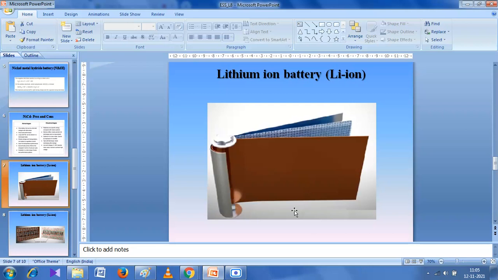And previously I also told you that the voltage level of the lithium ion battery is high, that means 3.7. So to get the higher voltage we need fewer batteries.